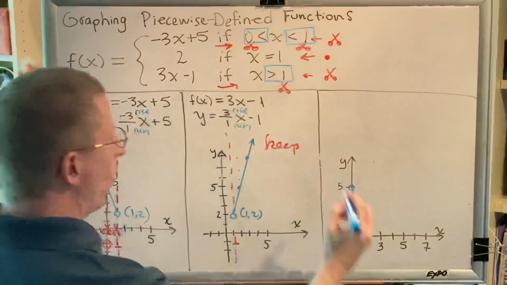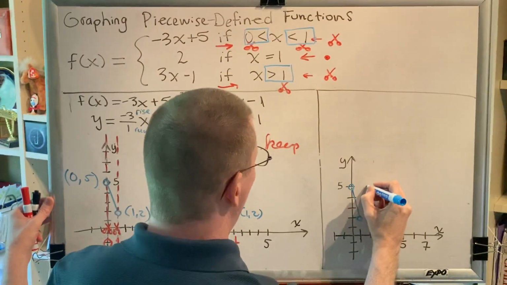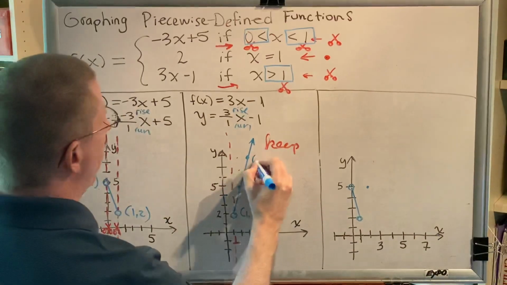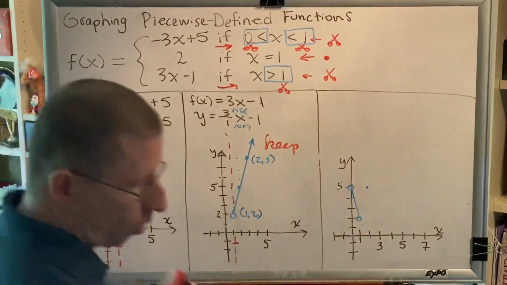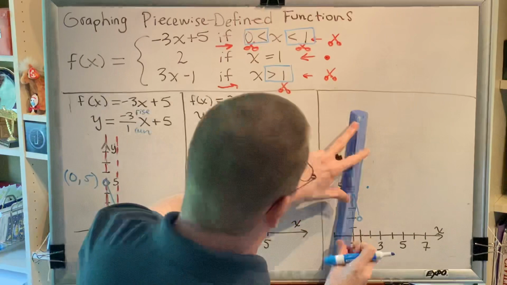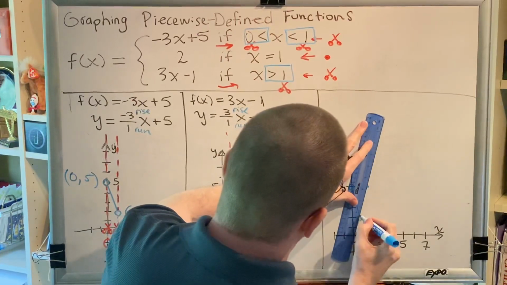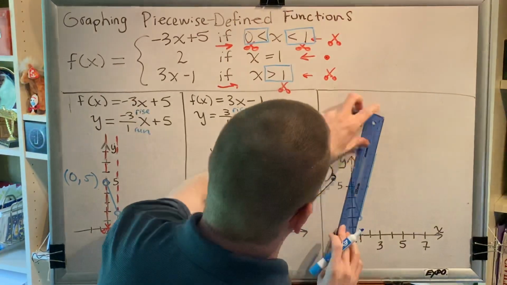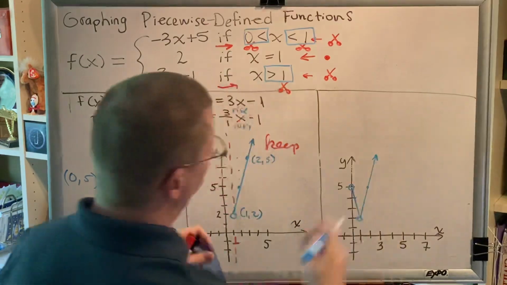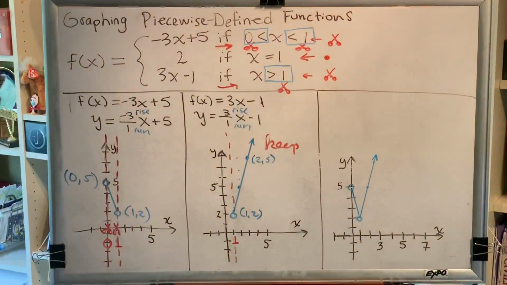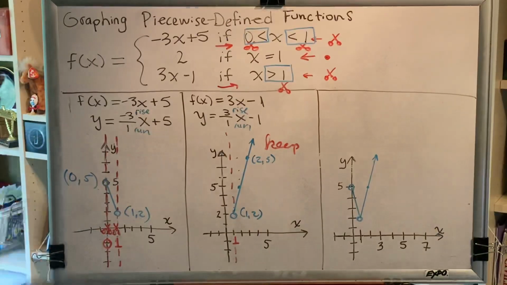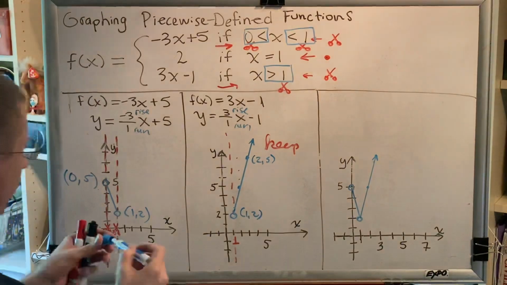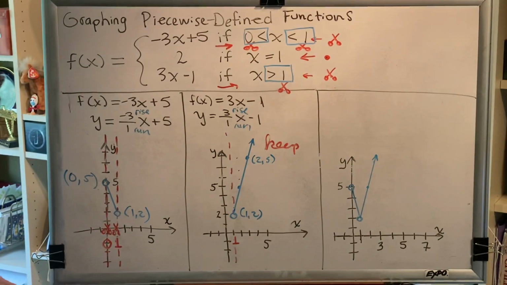And a ray going up and away through the point 2, 5. So once again, I will get out my straight edge since this is a ray through the point 2, 5. All right, that takes care of the top and bottom pieces. We still have to deal with the middle, but luckily the middle is the easy one.